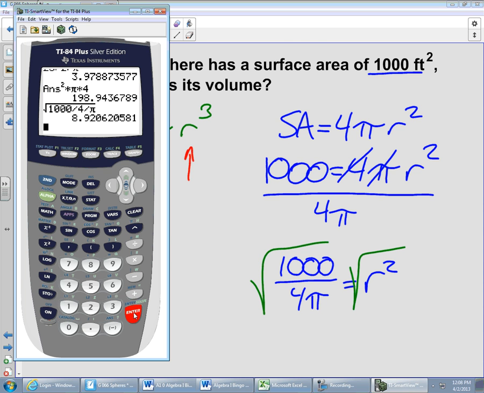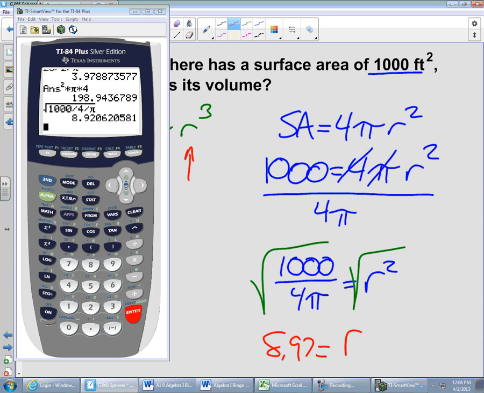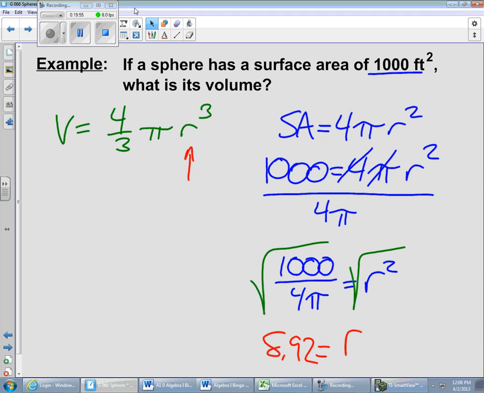Okay, so unless I've done something wrong, this ought to bring us a radius, and we get something just slightly larger than 8.9. But again, we don't want to round off too far too early. Now we've got a radius value, but of course radius wasn't what we were trying to solve. We're trying to solve for volume. But now we have the value for the radius.